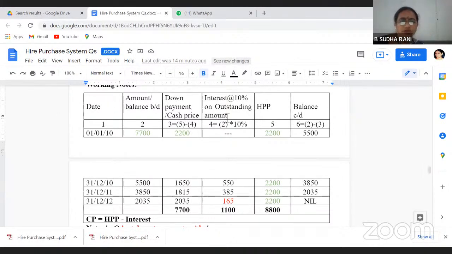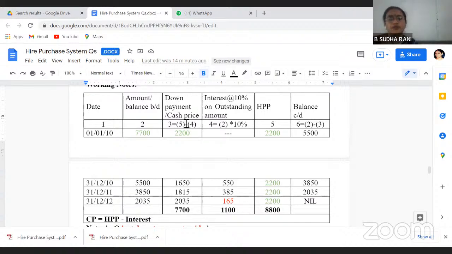Columns 1, 2, 3, 4, 5, 6 columns you are supposed to open. The first column is the date column, which is compulsory, and the remaining are also compulsory. Amount of balance brought down means the first date, it's the initial total amount. From the next year onwards it comes with the balance brought down for the next year: year beginning, year ending.